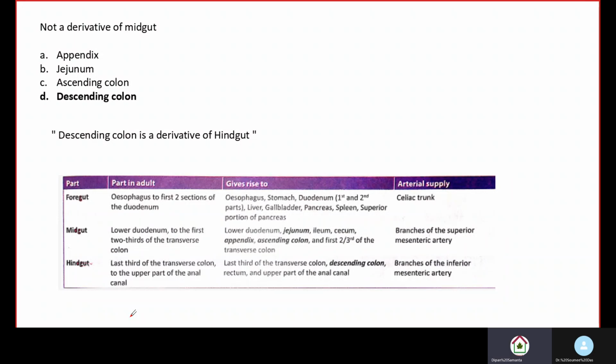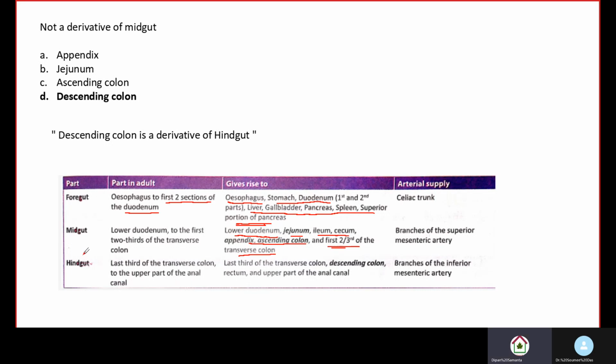Now let's revise the derivatives of foregut, midgut, and hindgut. Foregut gives rise to the esophagus, stomach, duodenum first and second parts, liver, gallbladder, pancreas, spleen, and the superior portion of the pancreas. Midgut gives rise to the lower duodenum, jejunum, ileum, cecum, appendix, ascending colon, and the first two-thirds of the transverse colon.